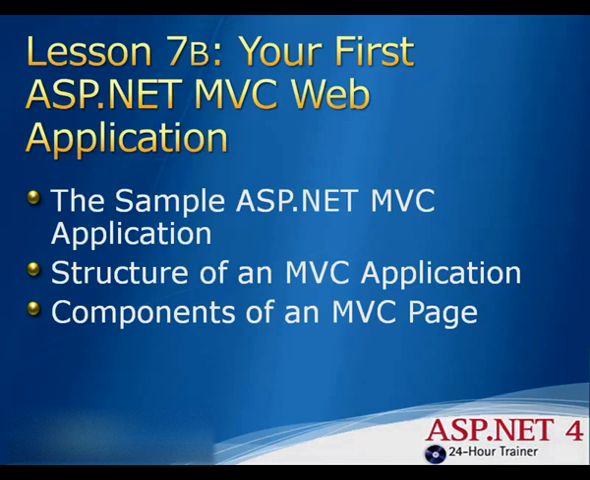The unique folders are the Controllers folder, the Models folder, and the Views folder. Each MVC page is actually comprised of three components: the view, the controller, and the model. The views are in the Views folder, the controllers are in the Controllers folder, and the models are in the Models folder.